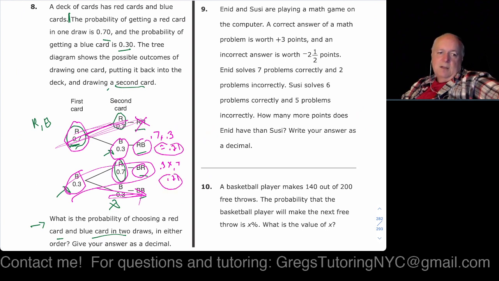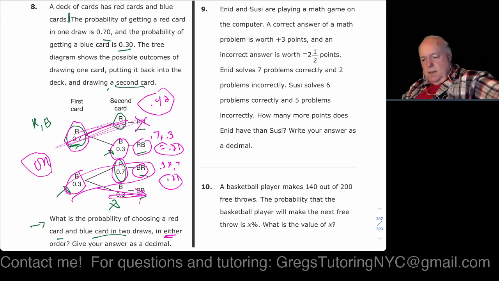So it's either RB or BR. Or is important. Or means addition. So in that case, we're going to add the 0.21 and the other 0.21 and get 0.42. And again, you can grid in 0.42 or .42. They're both fine. All right, and that's all that they're asking for here.